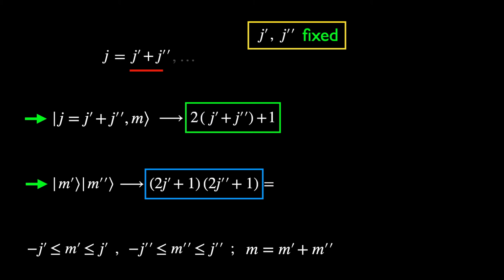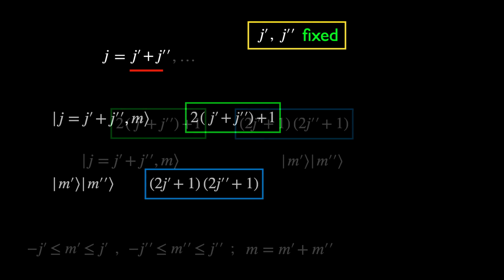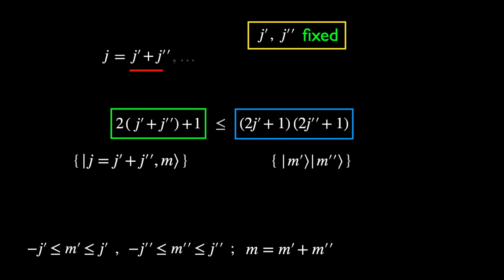This can be written as: we can see that this number is in excess of the earlier number by 4J'J''. Therefore, the number of states that are in the J equals J' plus J'' multiplet cannot account for all the states that are contained in the product. Now let's find the rest of these states.